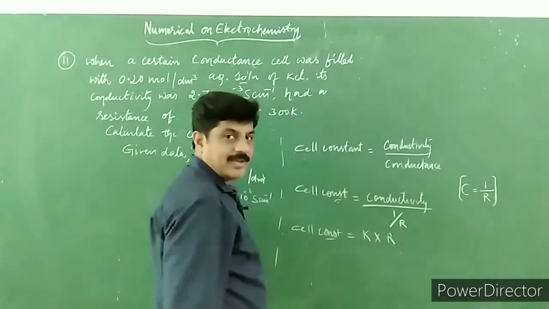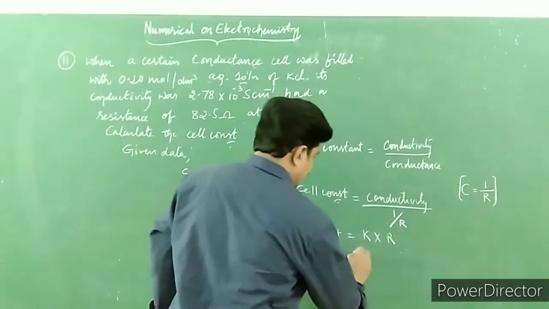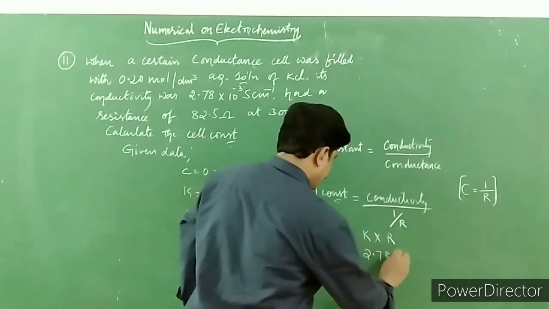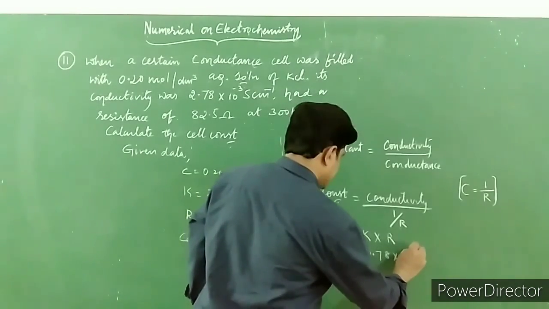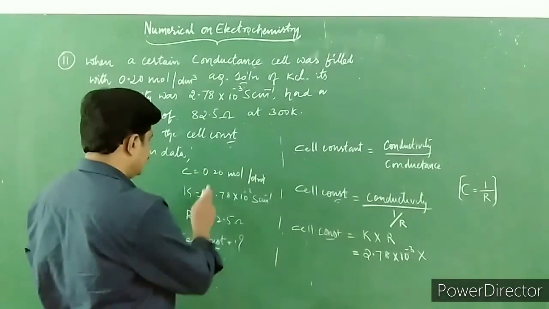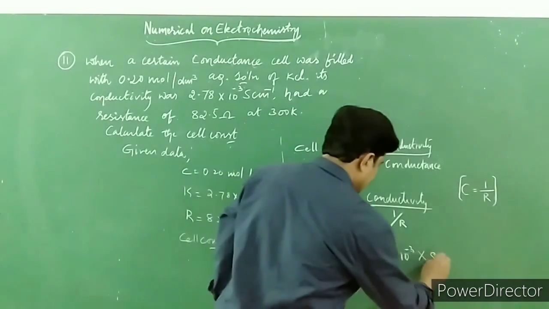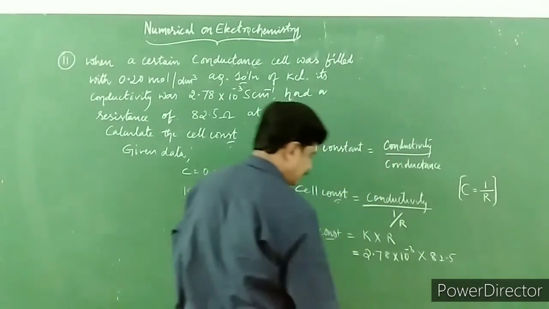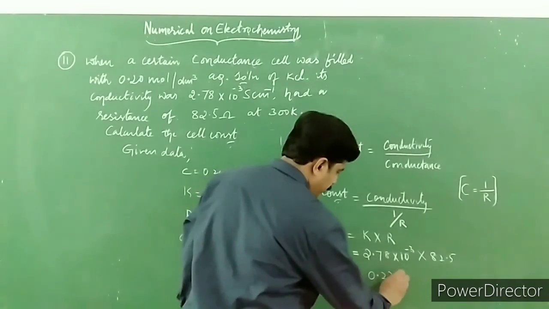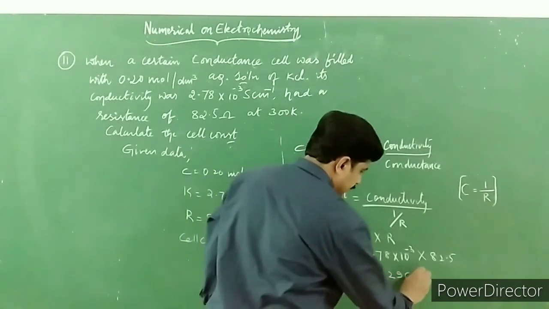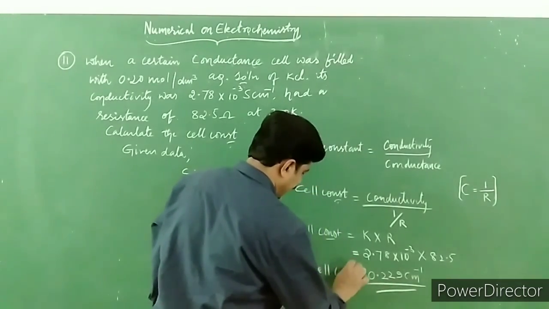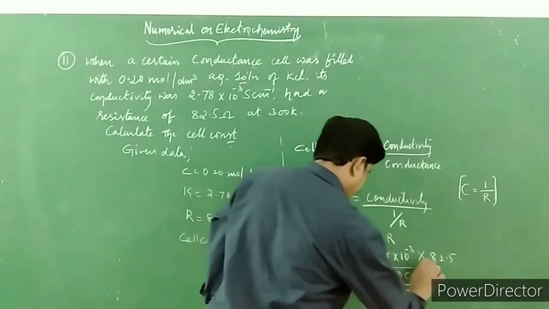This R will go to the numerator, is it not? Now, what is the conductivity here? Look at here. There is 2.78 into 10 to the power of minus 3 Siemens per centimeter. Resistance is given how much? It is 82.5 ohms. Now, if you simplify, you are going to get 0.229 per centimeter. So this is what the cell constant value is for the above numerical.